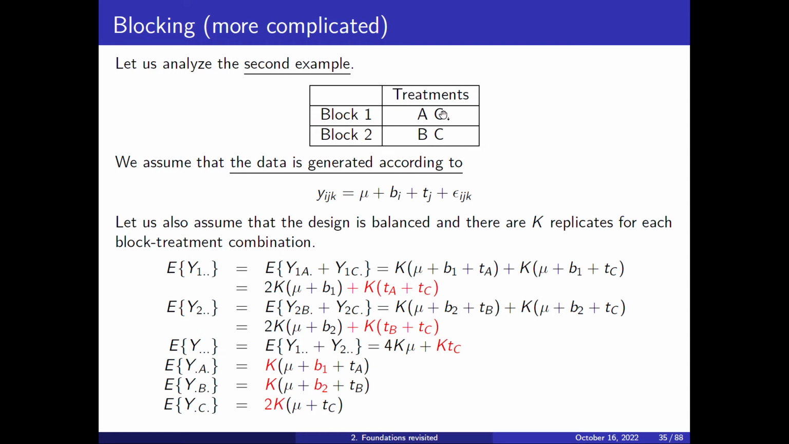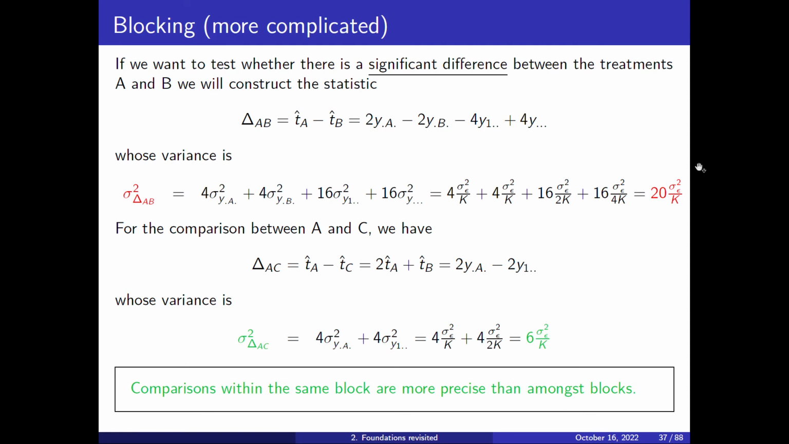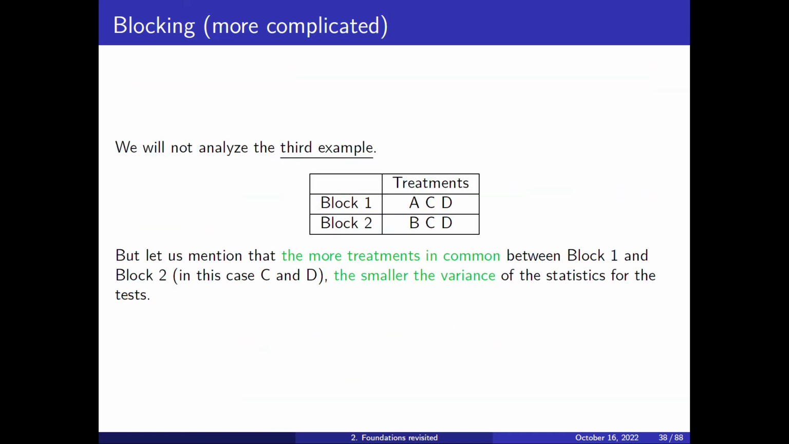So A with C has a lower variance than when we compare A with B, because A with B were never in the same block, and we are making this comparison through an intermediate C that also introduces some variance. So that is why the variance here is much larger. So as a message, the comparisons within the same block are more precise than when you are comparing treatments that are on different blocks.